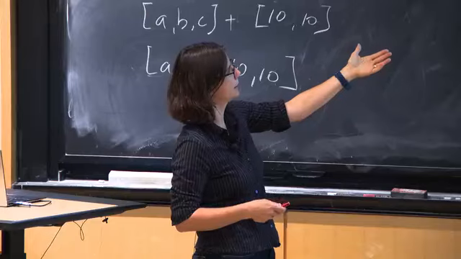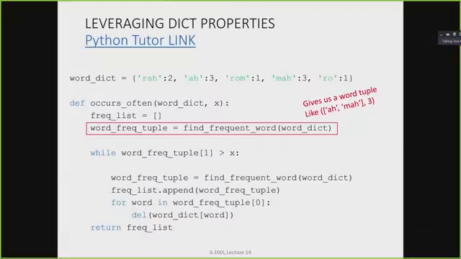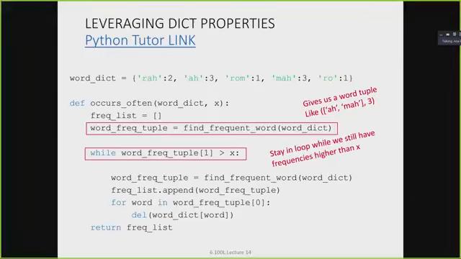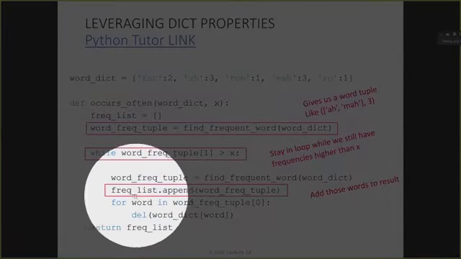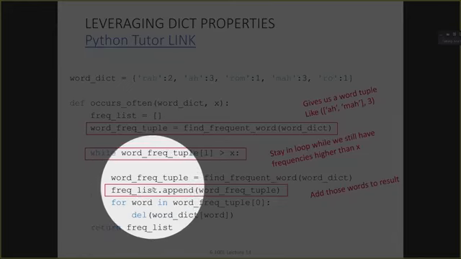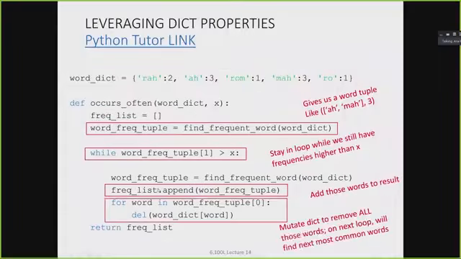And this is the code that does that. So this runs the function we wrote previously, step number 2. It gives us that tuple with the list of all the words. This loop here makes sure I still have frequencies that are at least x in the dictionary. I grab the tuple that I just created, so something like this, and add it to my frequency list. So this is the resulting list that I'm keeping track of. And then this bit here removes the word from my dictionary. So I'm mutating the dictionary using this del keyword that we saw at the beginning of this lecture.